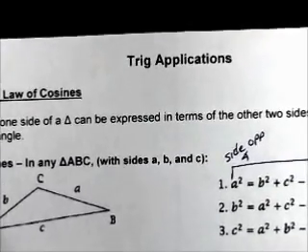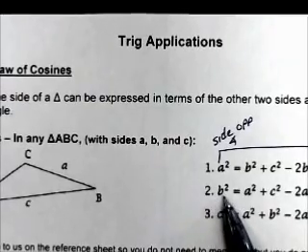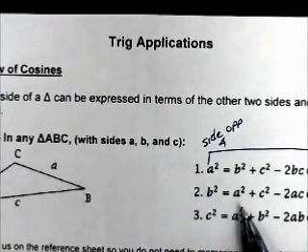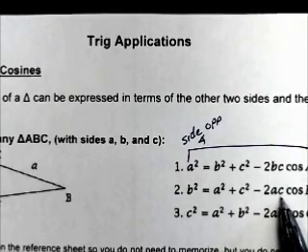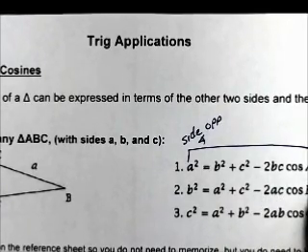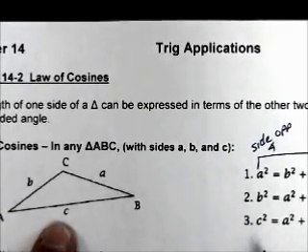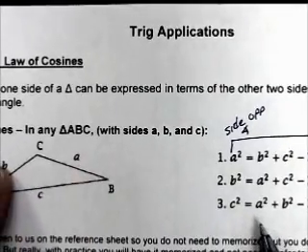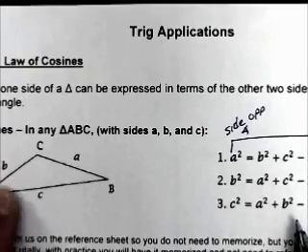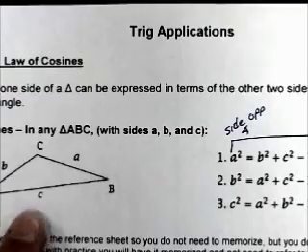So if you wanted to find the side opposite angle B, lowercase b, that side squared would equal the sum of the squares of the other two sides minus twice the product of those two sides and the cosine of angle B. Side c squared would equal a squared plus b squared minus 2 times a times b times the cosine of angle C.